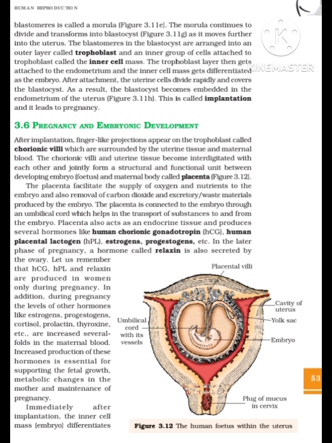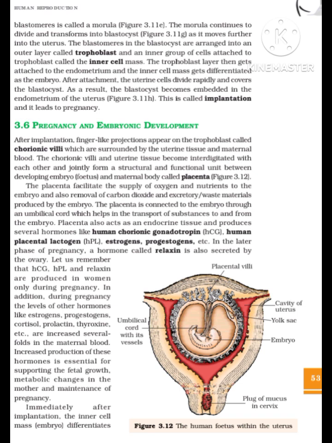The placenta is connected to the embryo through an umbilical cord which helps in the transport of substances to and from the embryo. The placenta also acts as an endocrine tissue and produces several hormones like human chorionic gonadotropin, HCG, human placental lactogen, HPL, estrogens, progestogens, etc. In the later phase of pregnancy, a hormone called relaxin is also secreted by the ovary. Let us remember that HCG, HPL, and relaxin are produced in women only during pregnancy.